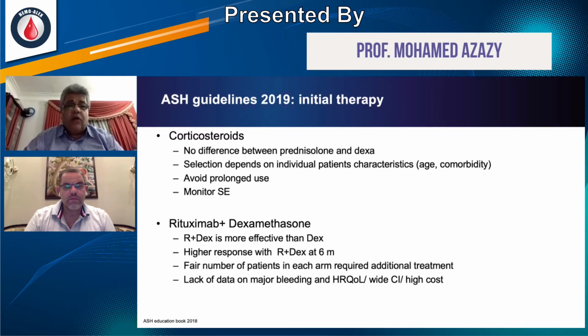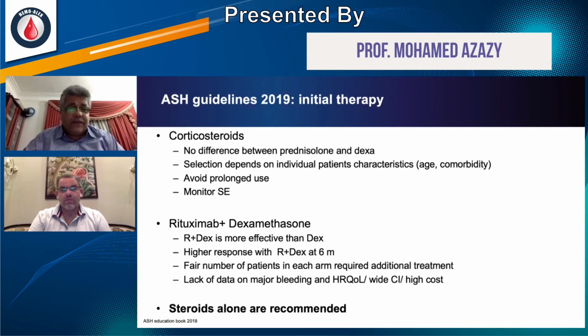Rituximab and DEXA are now considered as an early line of treatment. When you combine them together, this is a more effective combination, which gives a higher response rate within a period and maintains the patient with a durable response for a period of at least 6 months. A fair number of patients in each arm required additional treatment, yet only 60% of those patients maintained their durable response. There is a lack of data on major bleeding or the quality of life, which was covered by Professor Mervat, and the high cost of the medication. Steroid alone is sometimes recommended by the ASH guideline 2019.